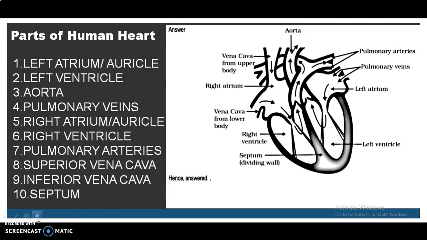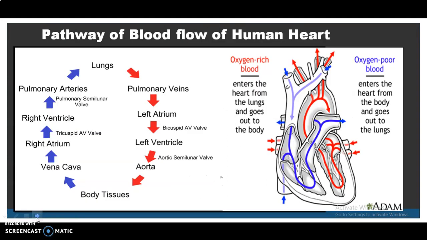Now we have learnt about the parts from the left and right side of the heart. We have known the arteries now, the veins now. Now, by using the knowledge of these parts, let us try and understand the path of blood flow.